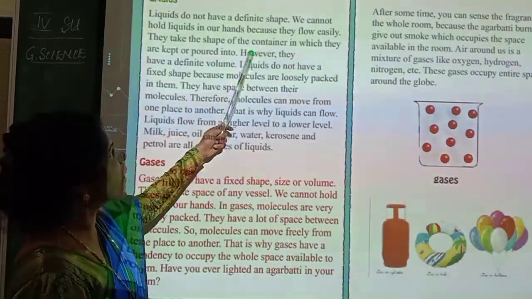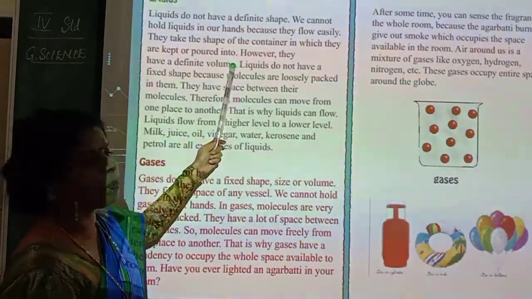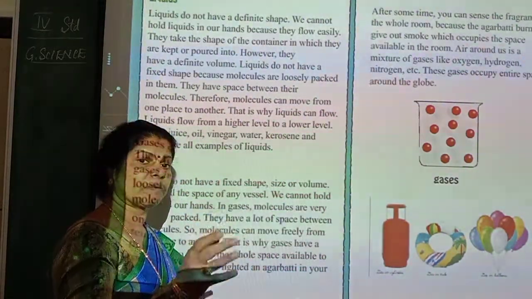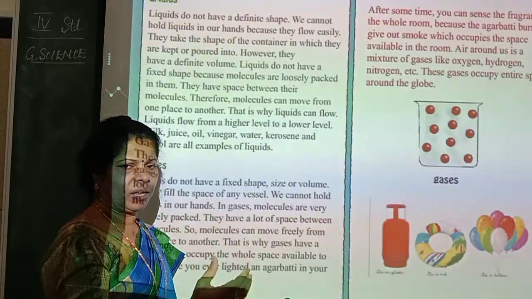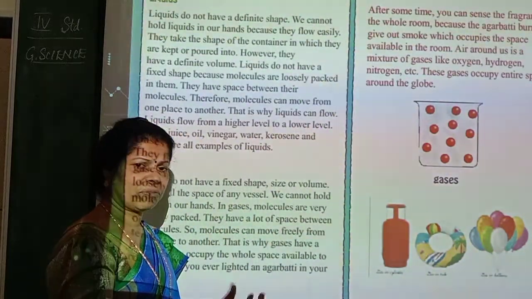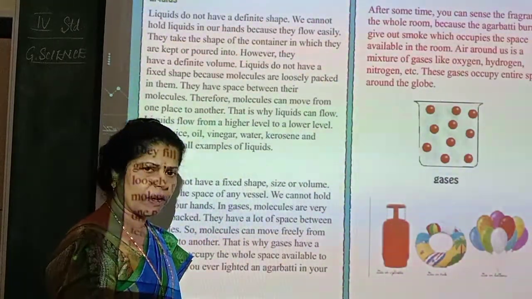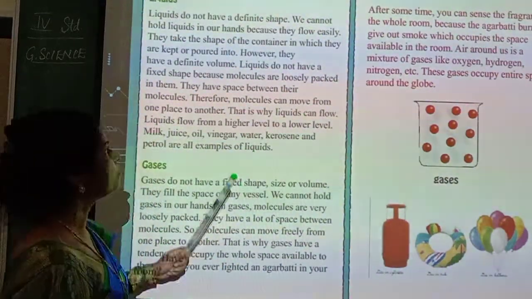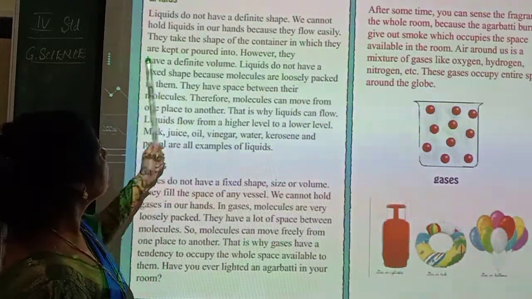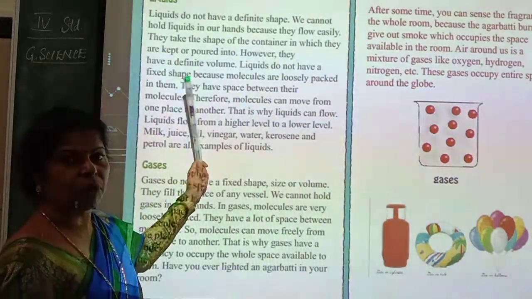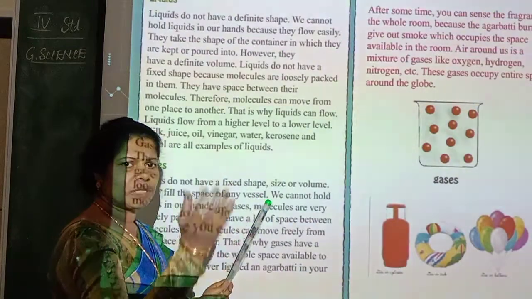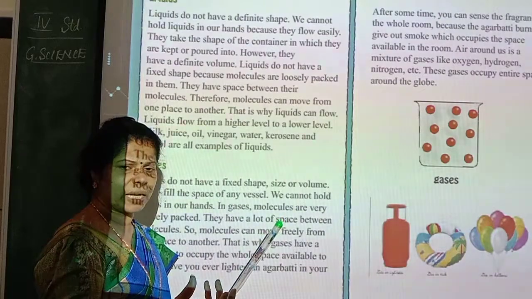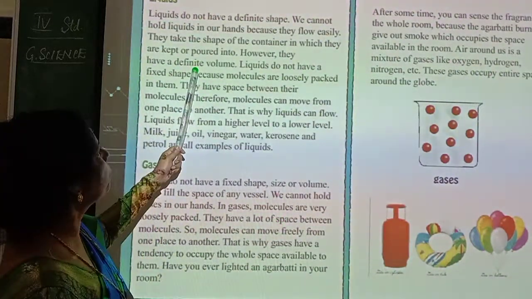They take the shape of the container in which they are kept or poured into. So, whichever container you pour into, it takes that shape. Water takes the shape of that particular container. If it is a glass, it takes the shape of a glass. If it is a bottle, it takes the shape of a bottle. If you are putting it in a cup, it takes the shape of a cup. Like that it differs. However, they have a definite volume. Why? Because it is taking that particular space, isn't it? Wherever it is filled, that much place it is taking. So, it has got a definite volume.